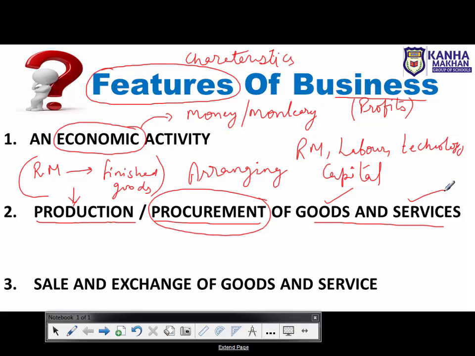Moving towards the third thing, that is sale and exchange of goods and services. Sale means to sell the goods, and in return we earn profit. Sometimes it is exchange also. For example, I have delivered a good to the customer, and due to some reason the customer is not satisfied. In that case, I can go for the exchange of that particular good or service. This is also one of the features of business.